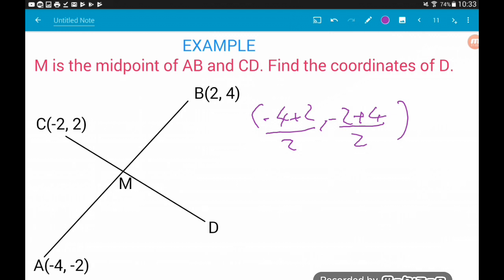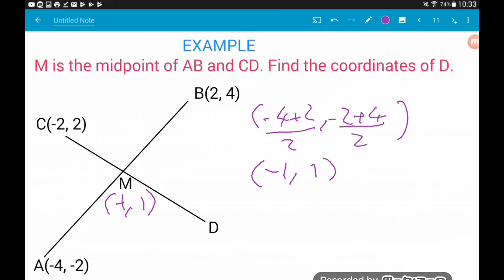Now, minus 4 add 2 is minus 2, and then divide that by 2, we will get minus 1, and minus 2 plus 4 is positive 2, divide that by 2, we get positive 1 for our y-coordinate. So the coordinates for our midpoint are minus 1, positive 1. So that's all that we need line AB for. We're done with line AB now. Now we know the coordinates of C and the coordinates of M. So we have all the information that we need to work out the coordinates of D.